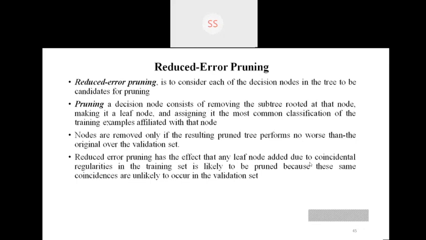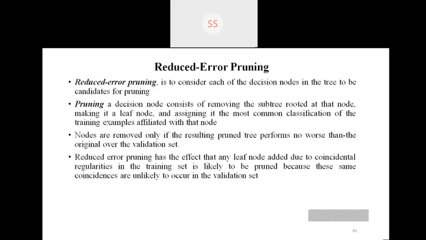That is, you're just removing the nodes. Why is it? Because there are coincidental irregularities in the training set. So you are removing that node from the tree, since there are coincidental irregularities in it. That's why you're removing that particular node. So this is what we call reduced error pruning.